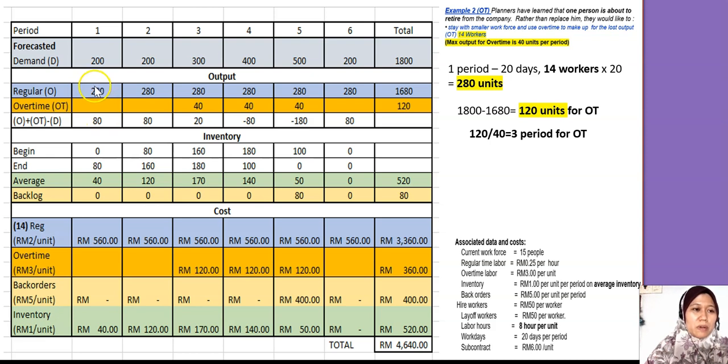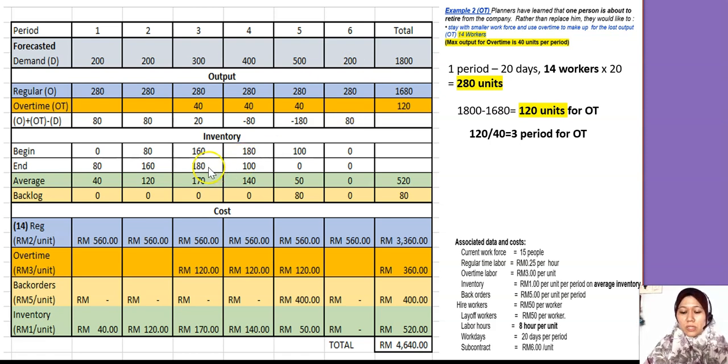So this time you need to add up the regular and overtime and minus the demand. So for this one, 280 minus 200, you get 80. Okay, this one, 280 plus 40, you get 320. And then minus 300, you get 20. This one also, 320 minus 400, you get minus 80. Okay. And then for this one, 320 minus 500, you have minus 180, and this one 280 minus 200, you get 80.